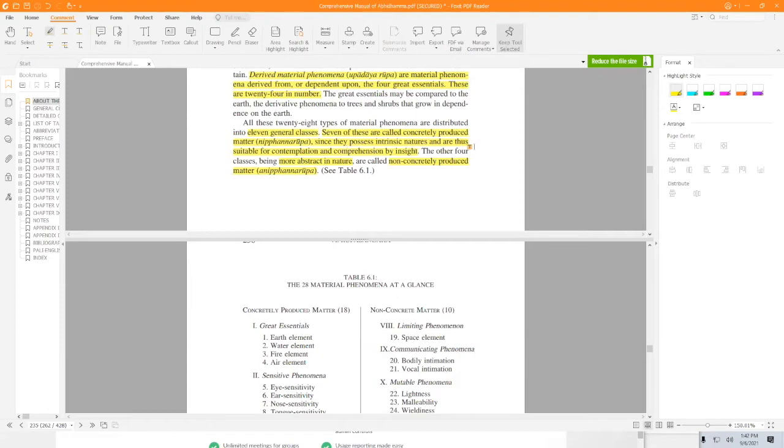And these are the types of material phenomena that are taken as the objects when doing the contemplation of material form in the practice of insight meditation. These are the material phenomena that one actually contemplates. The other classes are more abstract in nature, as we'll see, and these are called anipphanna rupa, non-actual material phenomena, or not concretely produced material phenomena.